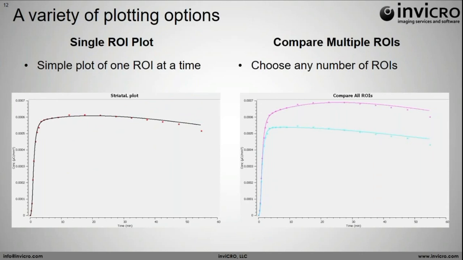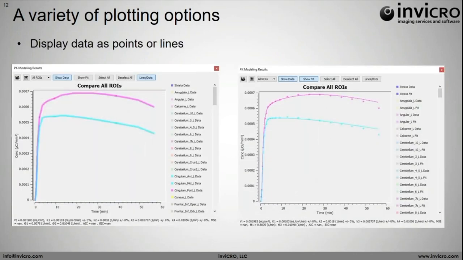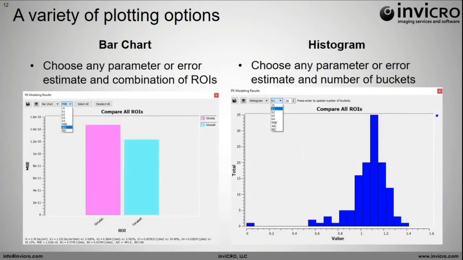And lastly, credit to some of our developers, lots of new plotting options to be able to visualize your data, different ROIs together, using different formatting options, and even histograms of the parameters across the entire brain, and bar charts of your different parameters. You can look at your volume of distribution and select a few regions to compare. And they're just neat tools to examine and really drill down on what your modeling has done.